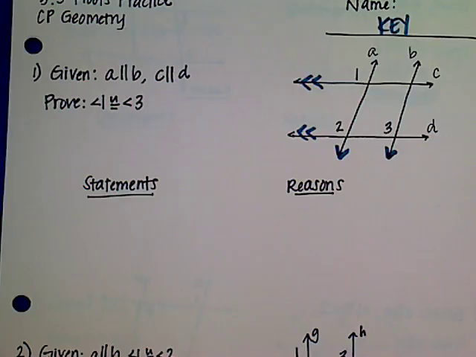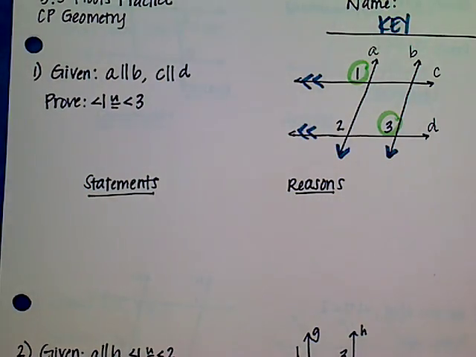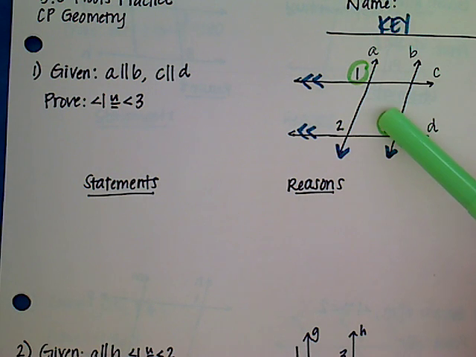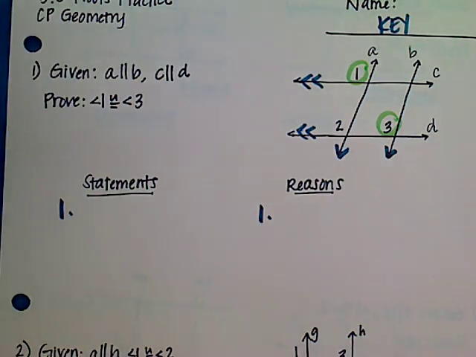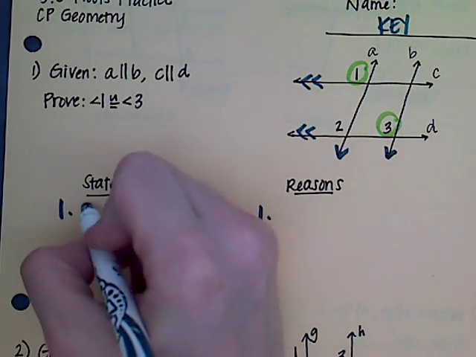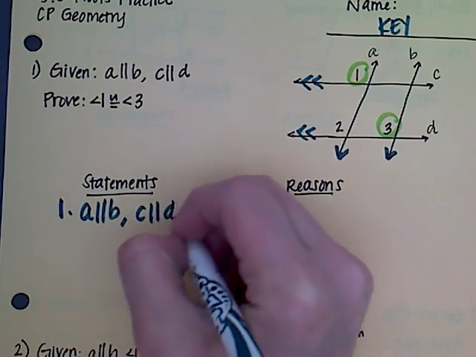So we somehow need to state that angle 1 is the same as angle 3. They don't have any direct connection right now, so we somehow need to connect 1 to 3. So hopefully at some point along the way you're thinking possibly we would be using transitive. So our givens are that A is parallel to B and C is parallel to D.